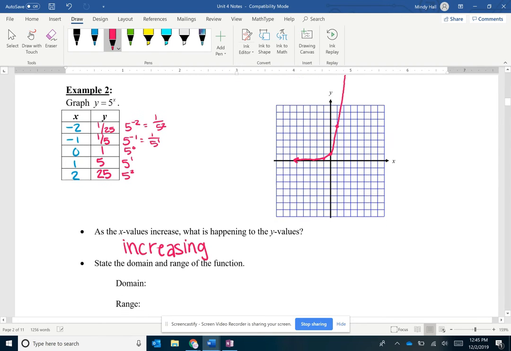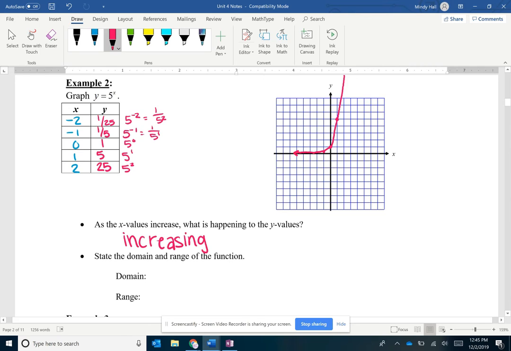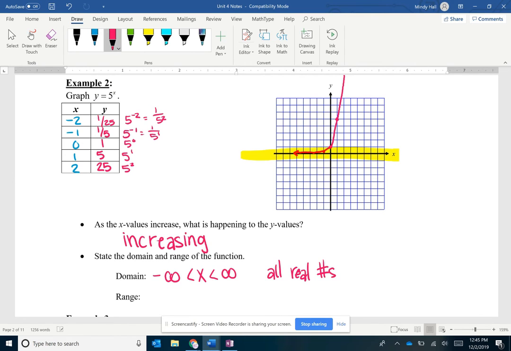So then to state the domain and the range of the function, domain is x values. I can plug in any x value I want because it's anywhere that this graph is true, and it goes on forever in both directions. So my domain is going to be negative infinity is less than x, which is less than infinity. Okay? Or you can say all real numbers. That would also be fine. Or if you know the fancy symbol, it's an R with 2 lines.